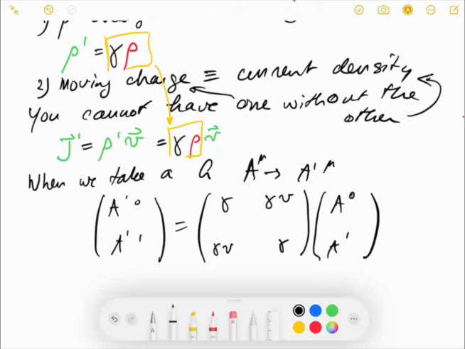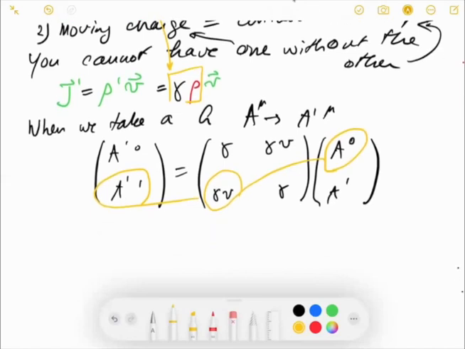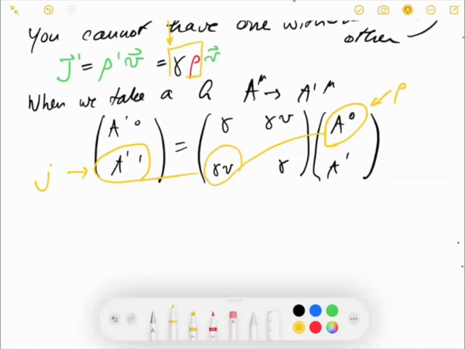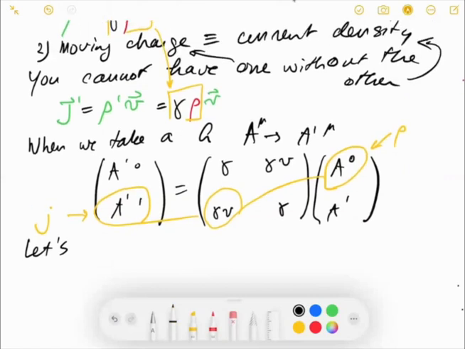Now, if you look very carefully, you'll see that this A naught multiplied by this gamma times V ends up over here. So what we can try to do is we can say, okay, let's call this rho, and let's call this J, and then see where we end up. Because then this transform works out, right?